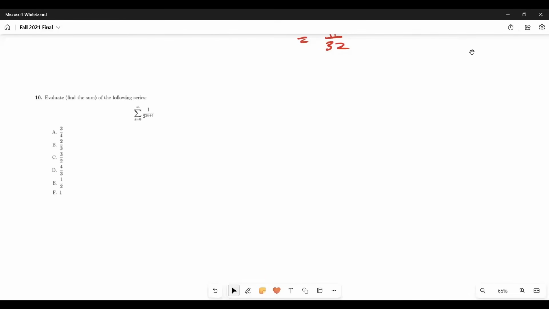Okay, this question asks to evaluate the following series, 1 over 2 to the 2k plus 1. This is a geometric series. Okay, let's do that. So k equals 0 to infinity, 1 over 2 times 2k times 1 over 2. You can separate this, right? 1 over 2 to the 2k plus 1 into 1 over 2 to the 2k times 1 over 2. And then take out the constant, 1 over 2, k equals 0 to infinity, 1 over 2 to the 2k.